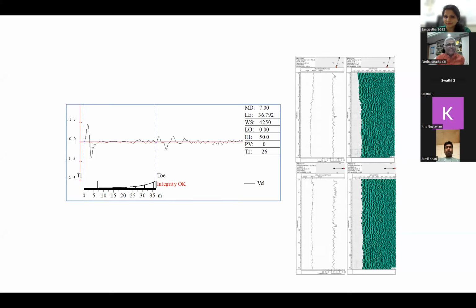So the same is indicated by PIT as well. You see the top of pile and a toe response, and you do not see any positive response along the axis. So it is qualified to be a good pile.